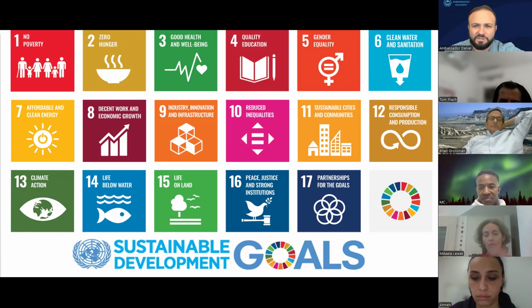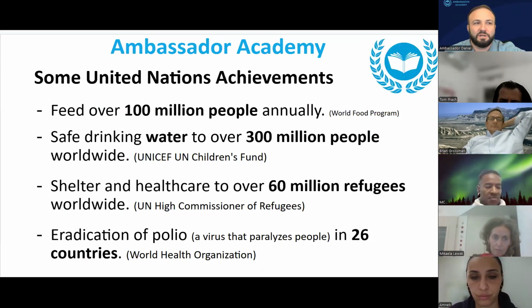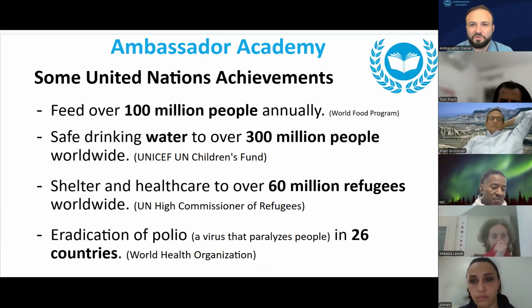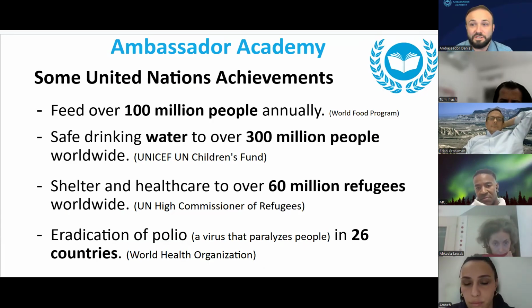What does the United Nations do? Does it leave a mark? Okay, we understand, we see all these pictures, but let's get some numbers. So, the United Nations feeds over 100 million people annually. Safe drinking water to over 300 million people. Shelter and healthcare for over 60 million refugees. And the eradication of polio in 26 countries. So these are serious numbers of people impacted by the United Nations.